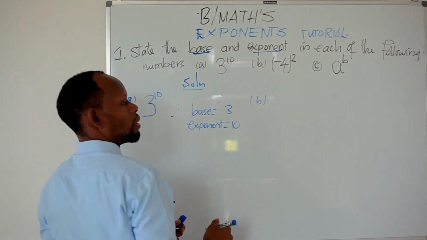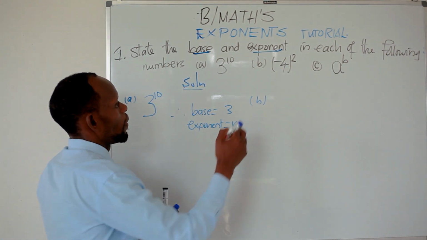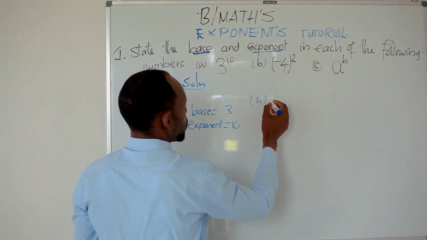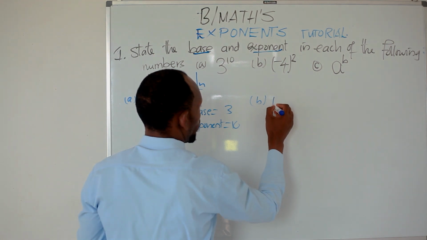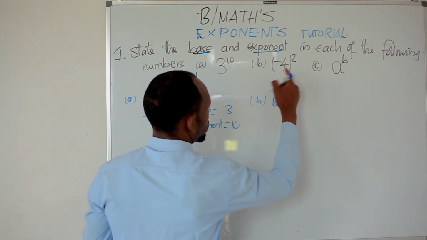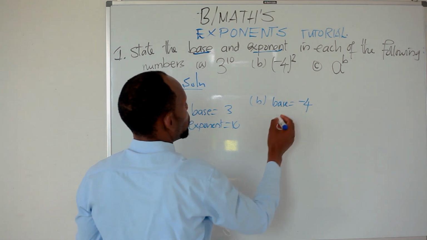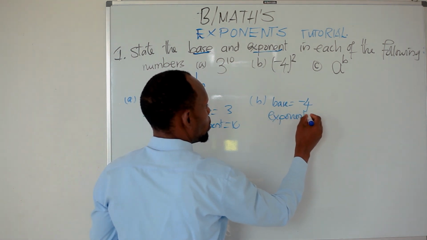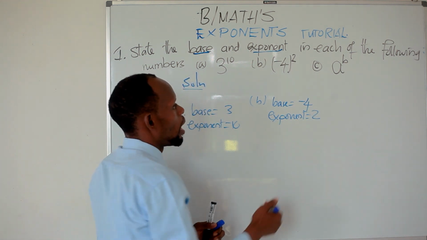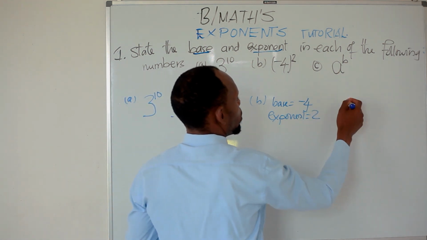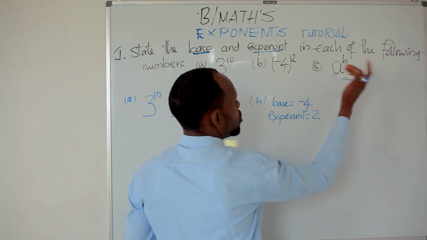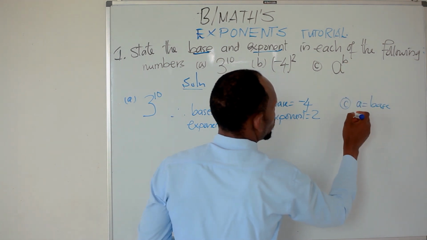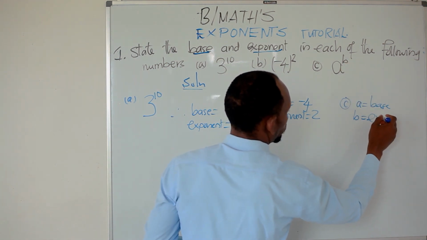Let's go for B. This is the base and this is the exponent. So, negative 4. Here, the base is negative 4, and 2 is the exponent. So the exponent is 2. How about this one? See? So A is the base and B is the exponent.